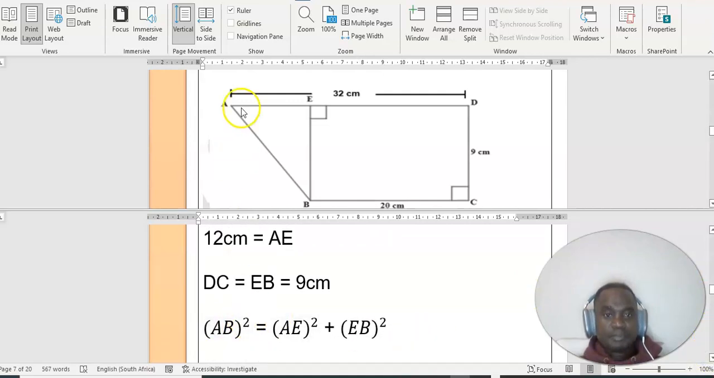AB squared. This is a right angle triangle. They want us to find the hypotenuse AB. And as I said, as soon as you have a right angle triangle, to determine the hypotenuse, draw an arrow from the 90 degrees to that side. So this is the hypotenuse, AB. So AB squared should be equal to AE squared plus EB squared.